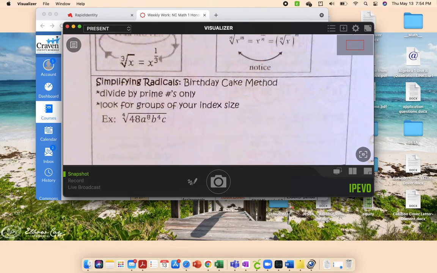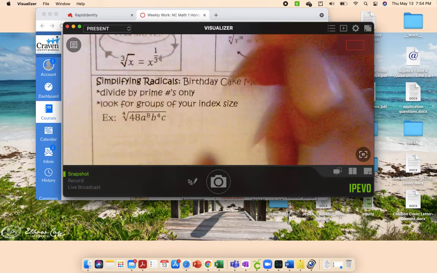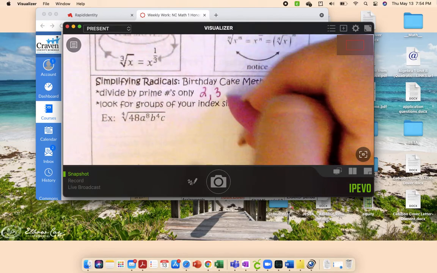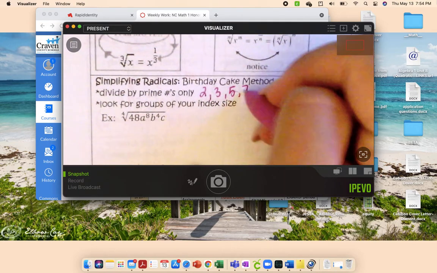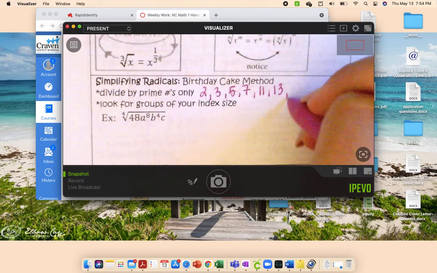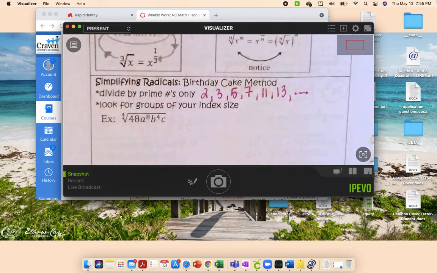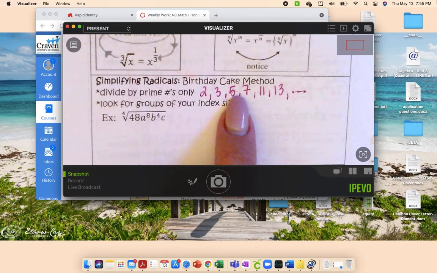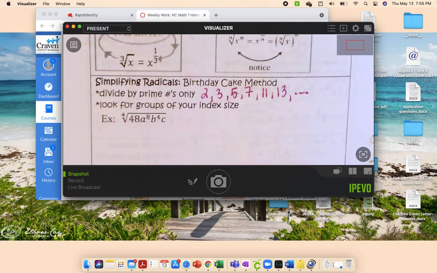Primes are numbers that are divisible by 1 and itself only. So examples of prime are 2, 3, 5, 7, 11, 13, and so on. If you take a look at each of these numbers, the only factors of them are 1 and 2, 1 and 3, 1 and 5. They have no other factors.